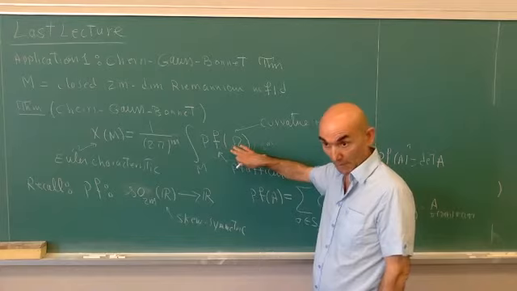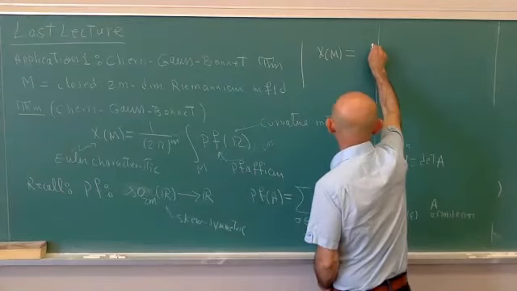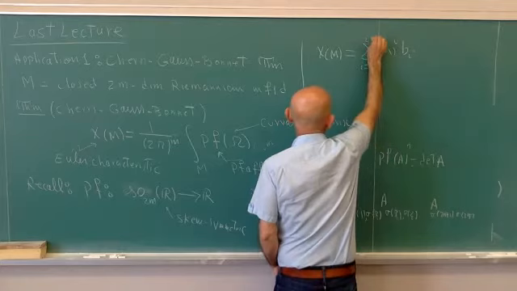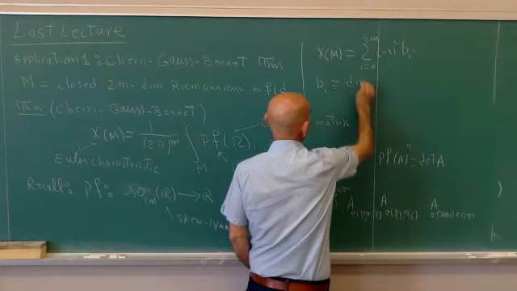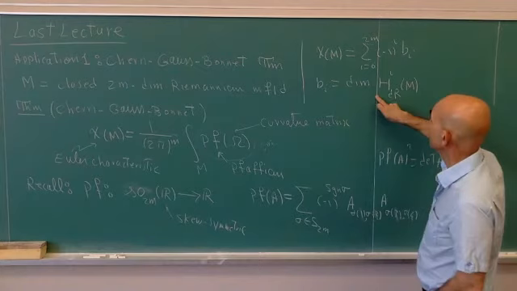And of course, the Euler characteristic of M is this alternating sum of b_i, these Betti numbers, where b_i is the dimension of the de Rham group of degree i of M. So alternating sums of dimensions of cohomology groups.